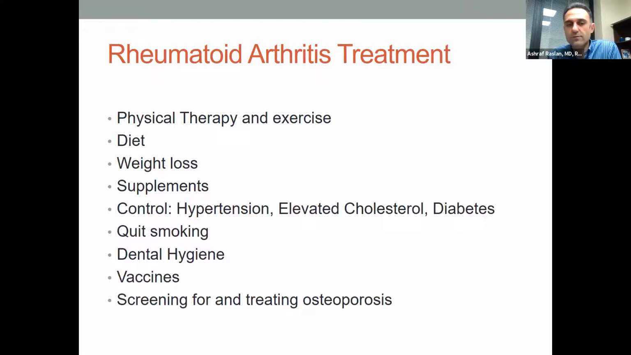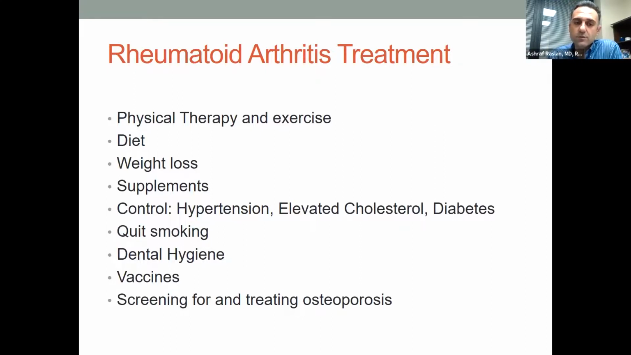Quitting smoking: obviously we know that smoking can cause rheumatoid arthritis or trigger it. So quitting smoking both helps decrease the risk of joint problems, and also can help decrease the effect of the immune system on the body, like decreasing the risk of heart disease or lung disease.